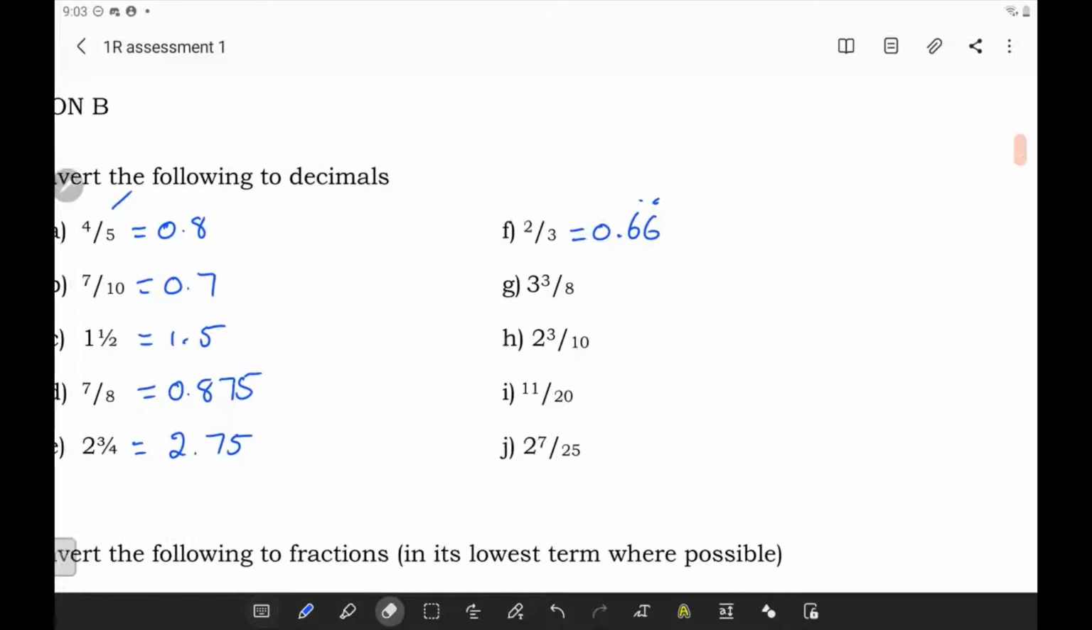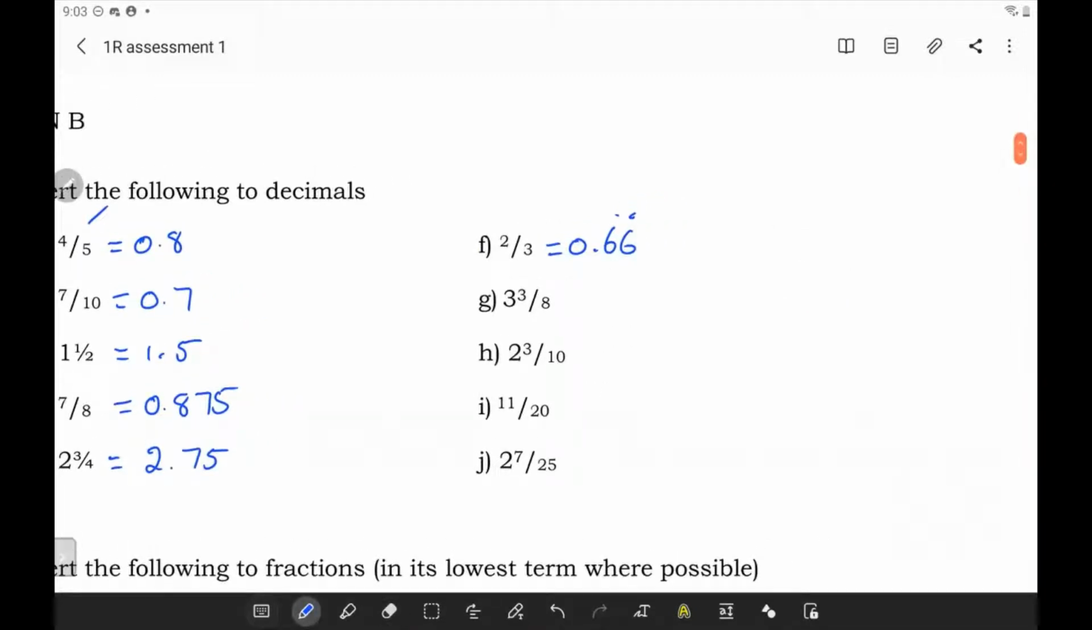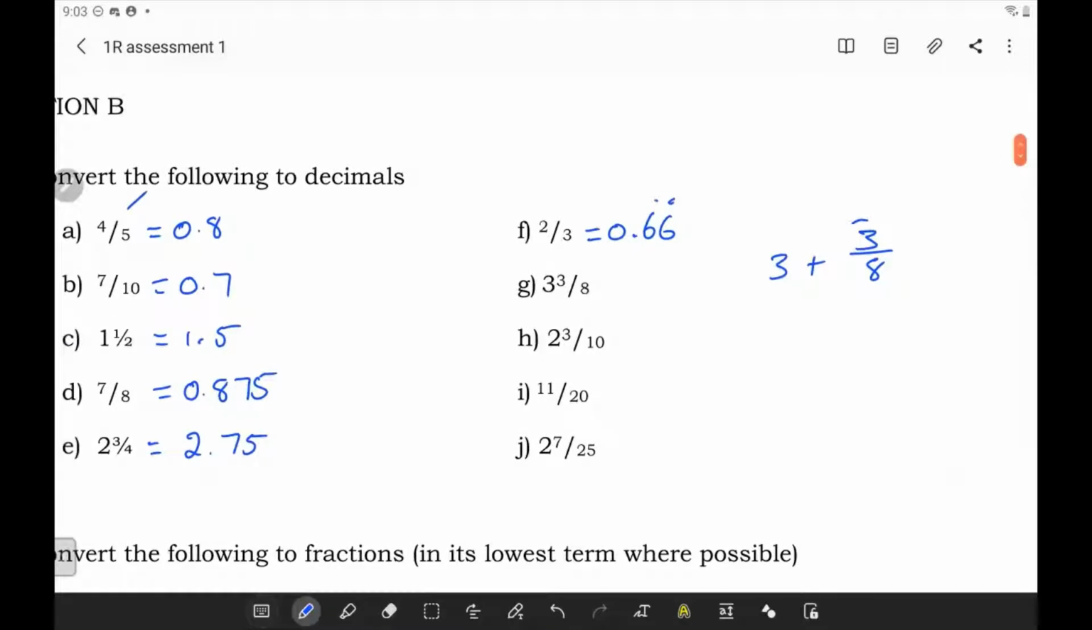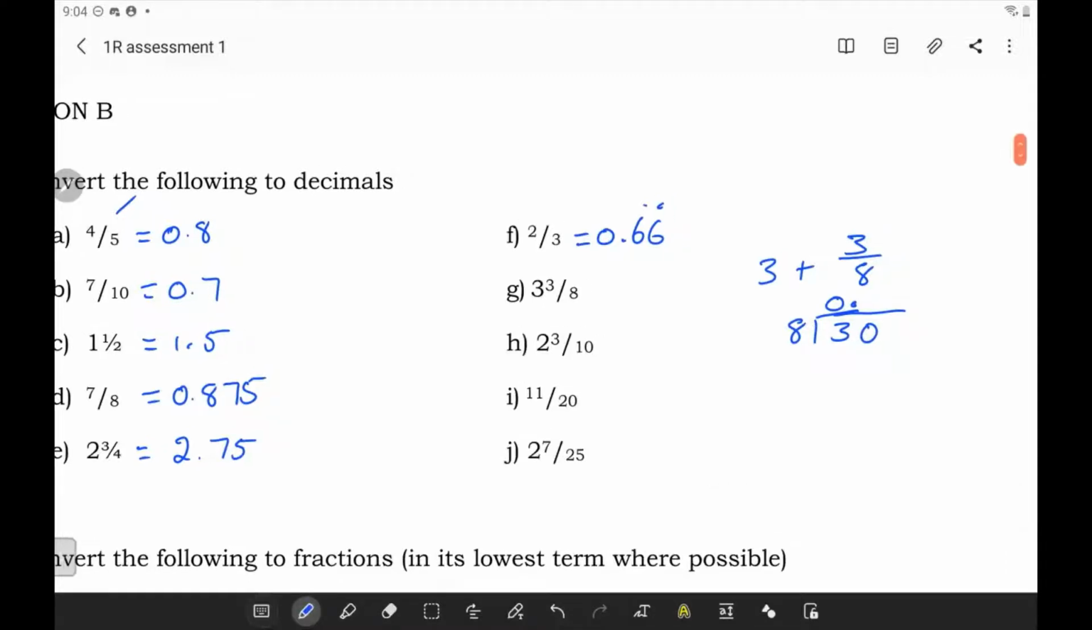G, I said I'll do the working for G as well. This is essentially 3 plus 3 eighths, which is 3 and 3 eighths. And we can do the division here and just add them after using decimal addition. So we have 3 divided by 8. 8 into 3 is 0 for the point. 8 into 30 is 3. 3 8s are 24. So we have a remainder of 6. My bad.